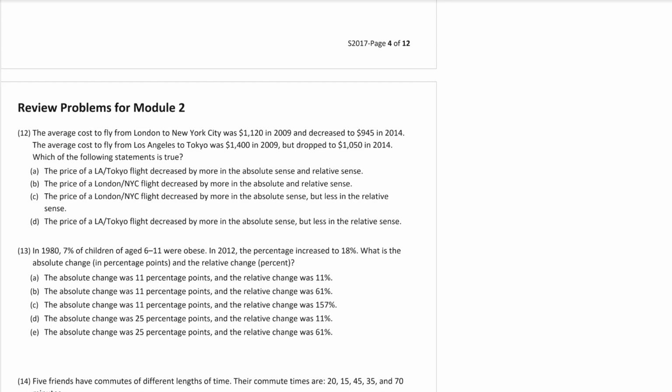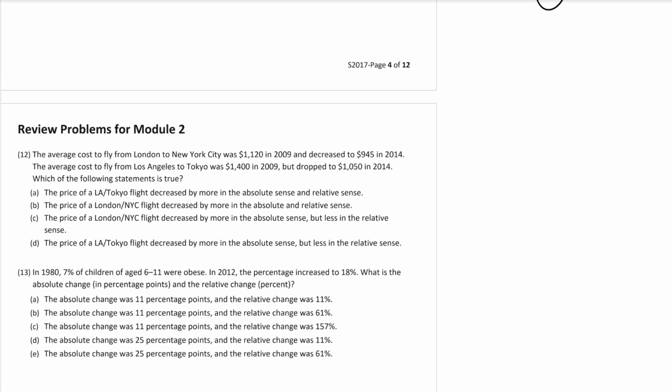Alrighty, let's move on. Question number 12. The average cost to fly from London to New York City was $11.20 in 2009. It decreased to $9.45 in 2014. And we also have information from LA to Tokyo. Which of the following statements is true? So it's asking us to calculate the absolute and relative change between the two. All right, so I'm going to do the calculation for the flight from London to New York City, whatever. And you will calculate the one from LA to Tokyo, and I'll just write the answers, okay?